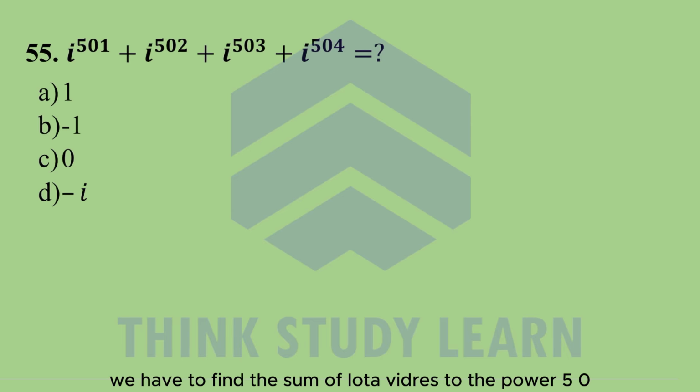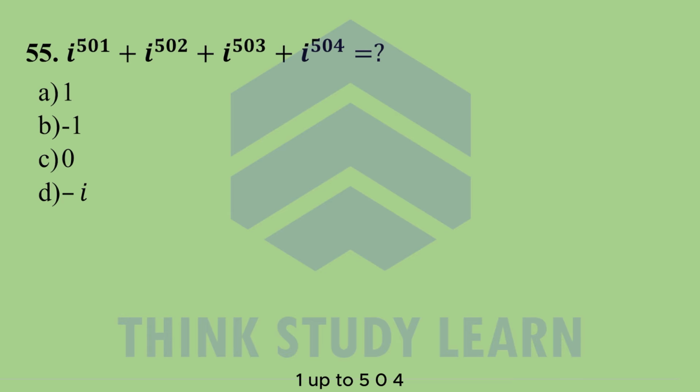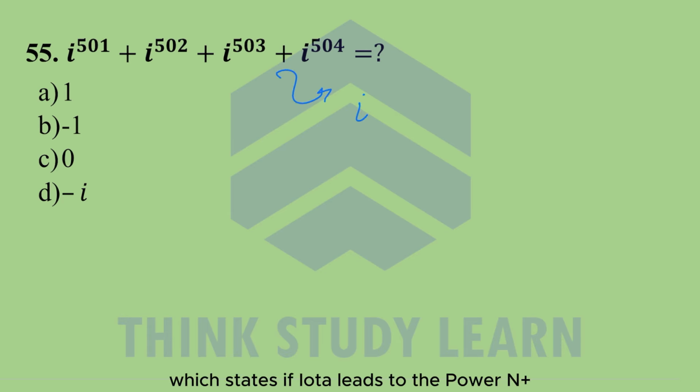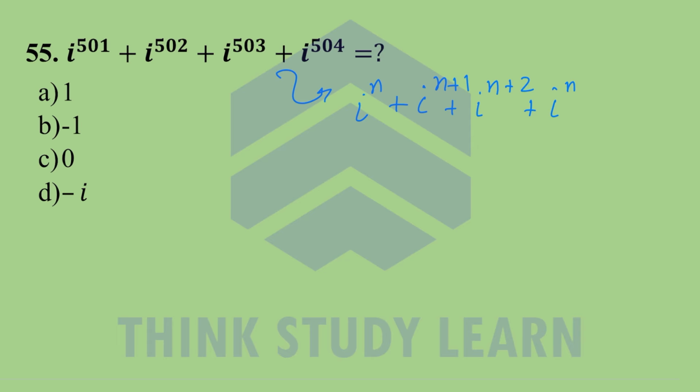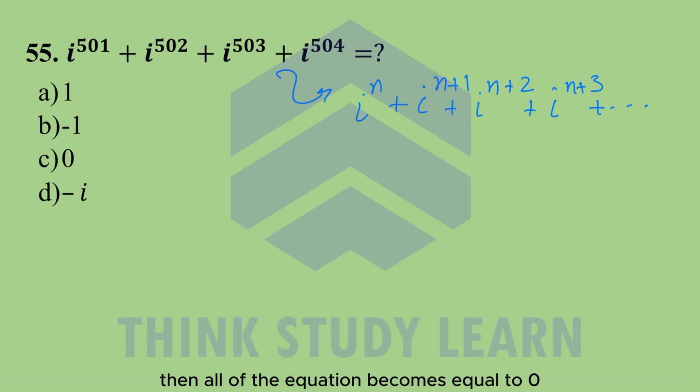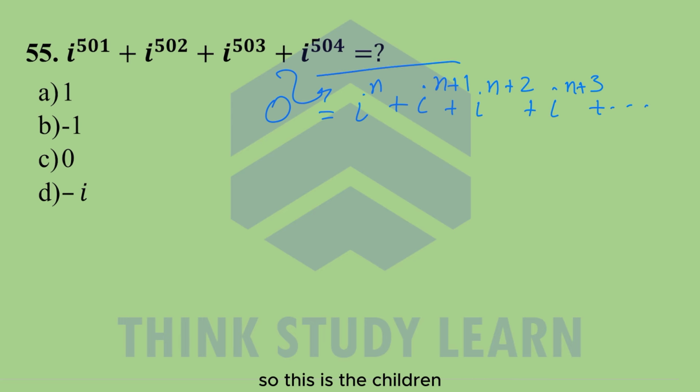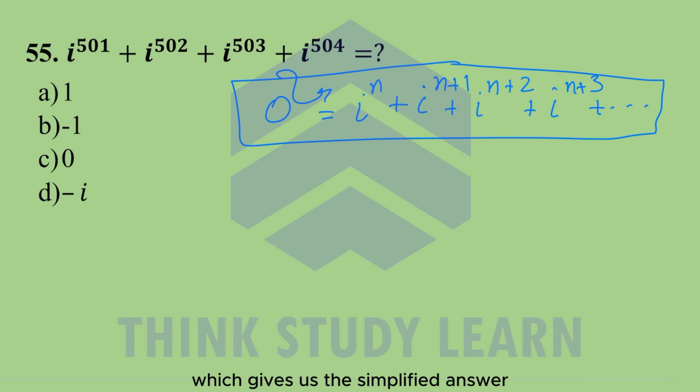In the next question, we have to find the sum of iota raised to the power 501 up to 504. But we know the theorem which states that if iota raised to the power n plus iota raised to the power n plus 1 plus n plus 2 up to n plus 3 and so on comes in the series, then all of the expression becomes equal to 0. So this is the theorem which gives us the simplified answer.